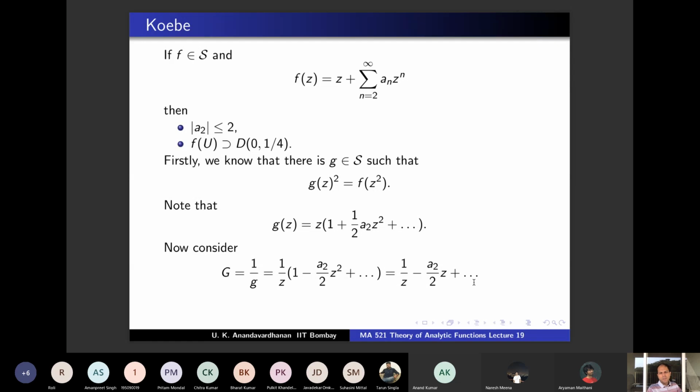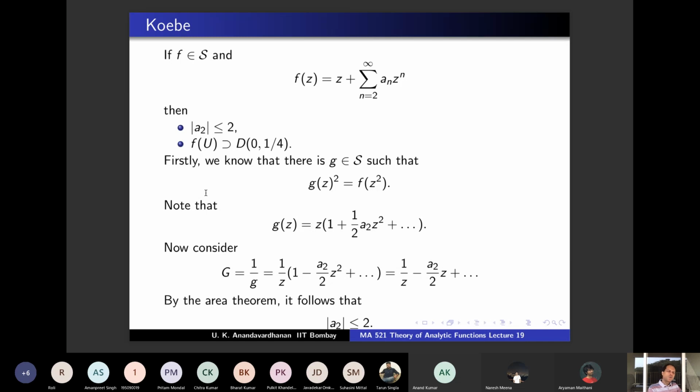But what is alpha 1? Alpha 1 is minus a2 by 2. So mod a2 by 2 is less than or equal to 1. In other words, mod a2 is less than or equal to 2. So the area theorem gives you this. So take the square root of f of z square, consider its reciprocal, apply the area theorem, apply the corollary to the area theorem to that function, and that proves the first part. Mod a2 is less than or equal to 2.